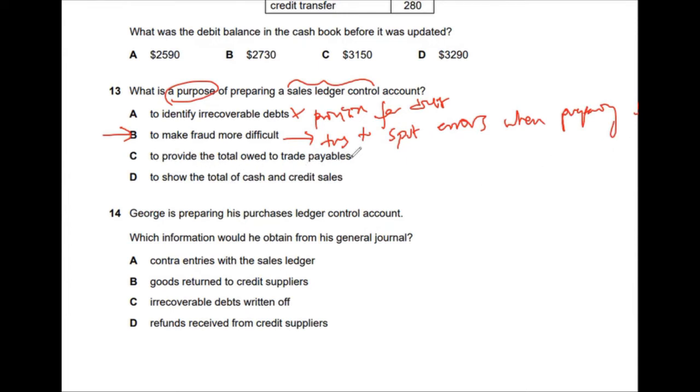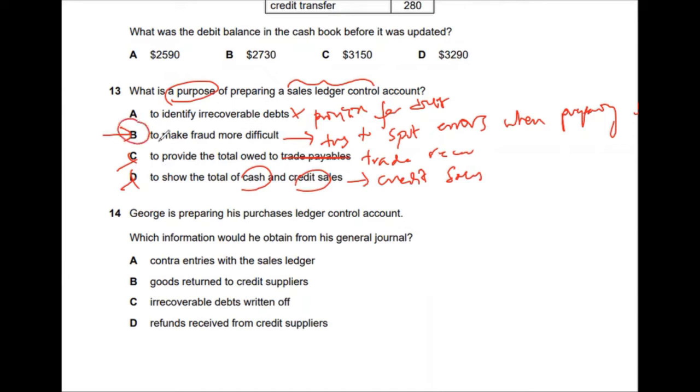To provide the total owed of trade payables? No, this is a sales ledger control account. This is talking about trade receivables, not trade payables, so option C is completely factually incorrect. Option D, to show the total of cash and credit sales? No, this only talks about credit sales, so option D is incorrect as well. So you see, options A, C and D are incorrect. You're only left with option B.